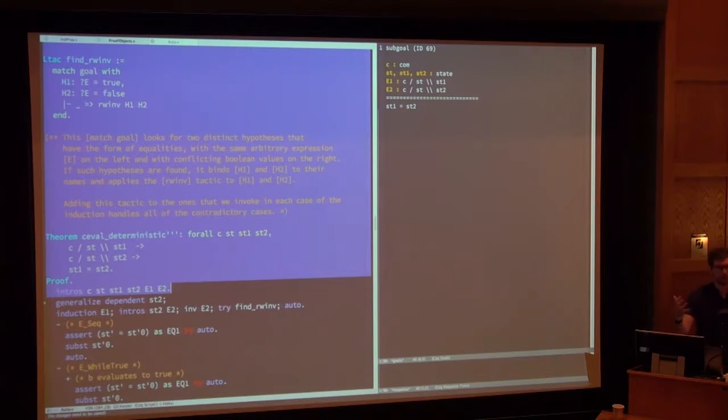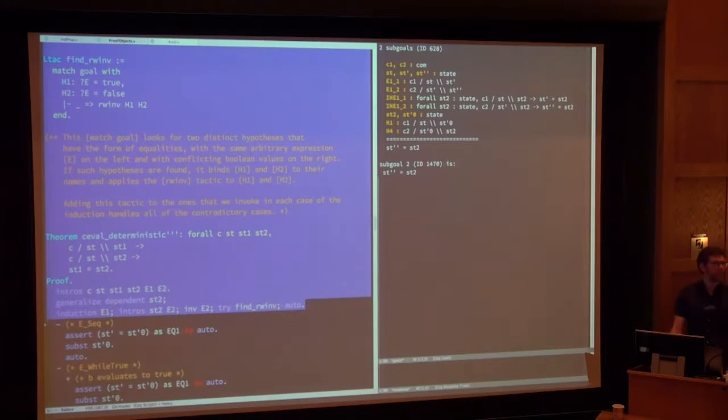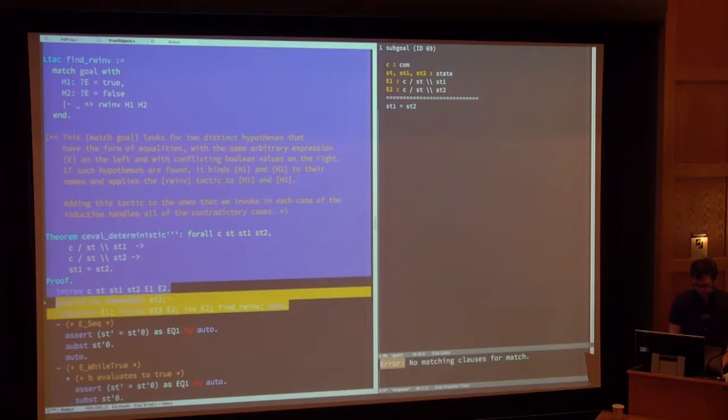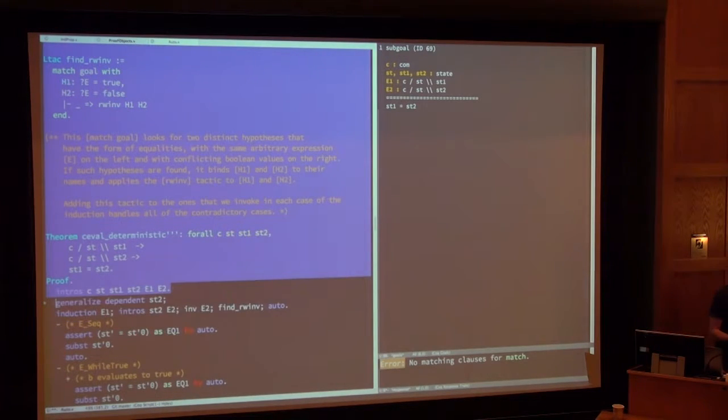But we can handle the case where tactics fail, right? We have this try tactical we saw last time. So we're just going to wrap the invocation of this tactic down here in try, and it's going to try and solve every subgoal it can using this magic tactic we just defined. And indeed, it can solve 3 more goals just by putting that try there. And that's great. If we don't put it there, I think what we'll get is a grumpy error. It says no matching clause for match. But we don't want that, so great.